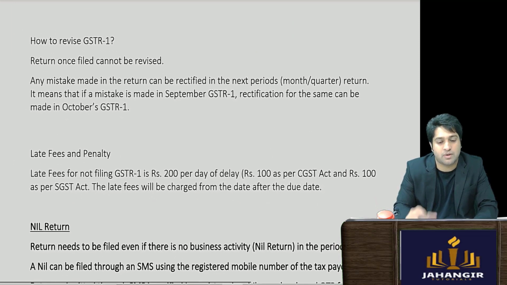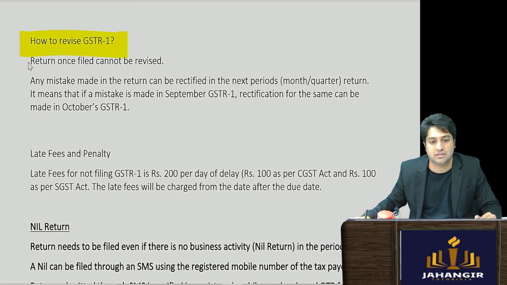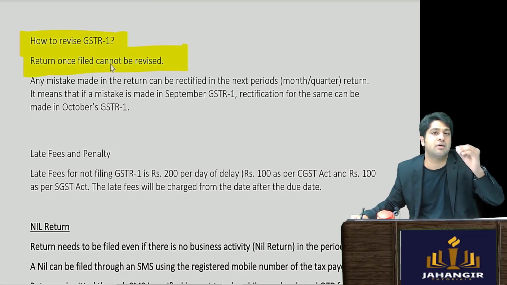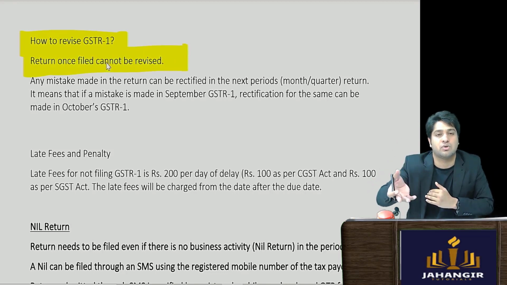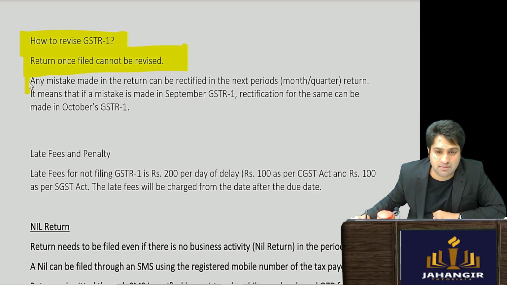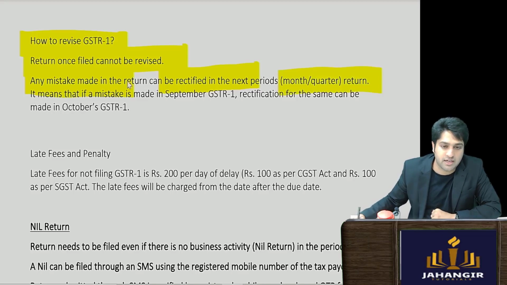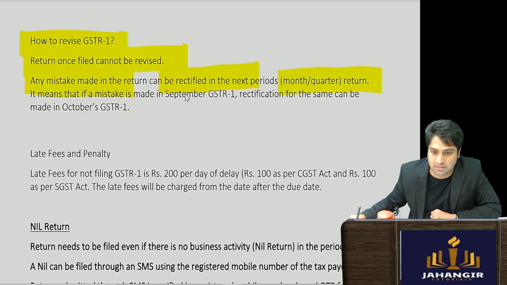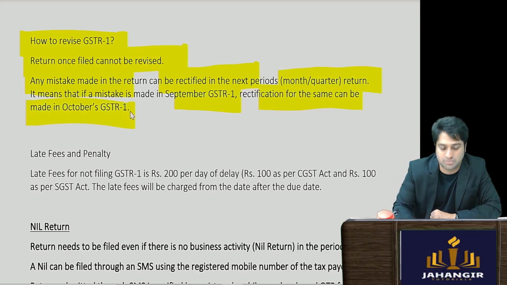Now the question comes up: once you file your GSTR1 and let's say I realize I made a mistake, can you revise it? Returns once filed cannot be revised. So it is like a bullet. Once it is gone, you cannot revise. In the next return filing date, I can rectify my earlier one. So any mistake made in the return can be rectified in the next period, whether it be month or quarter. It means that if a mistake is made in the month of September, rectification can be made in the month of October, in the next month.